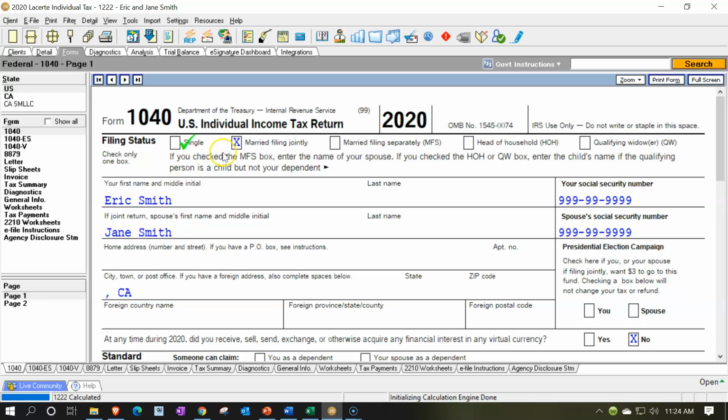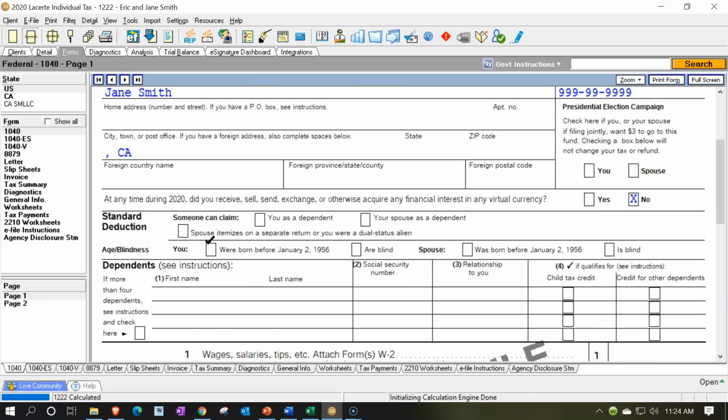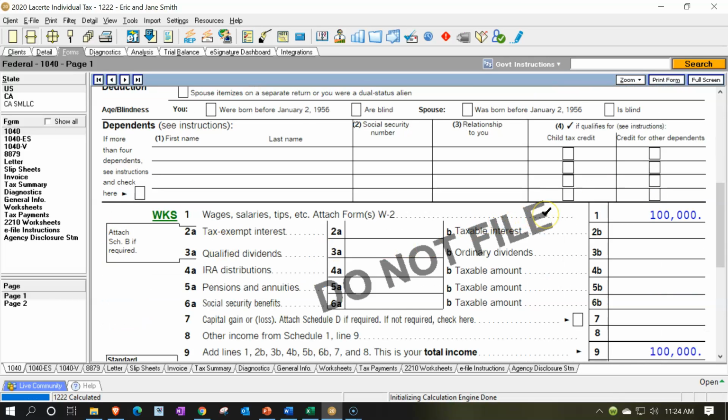Check mark. And then Eric Smith and Jane, of course, we have two people on the top of the tax return at this point in time now. And if we scroll down, we have the same 100,000. So now we have two people combined together earning the 100,000. Whereas if it was one single tax return, then of course we would have one individual.